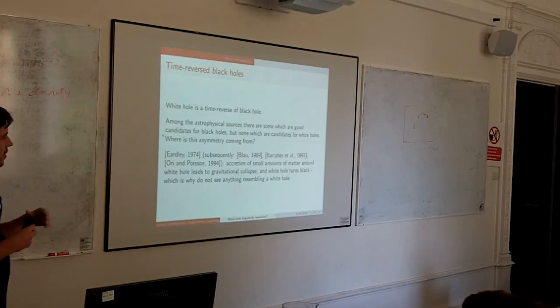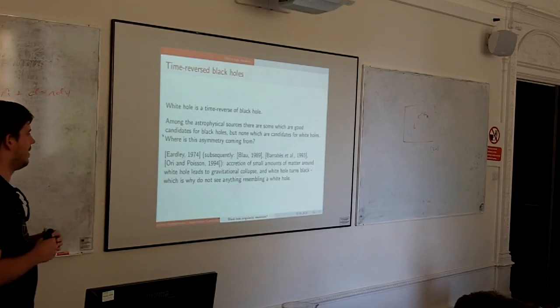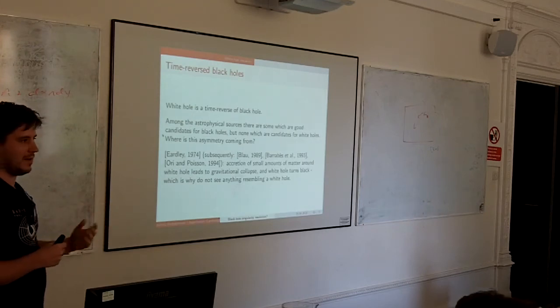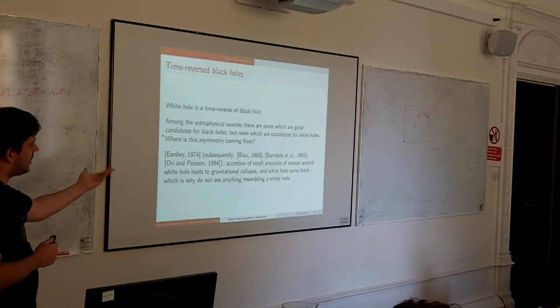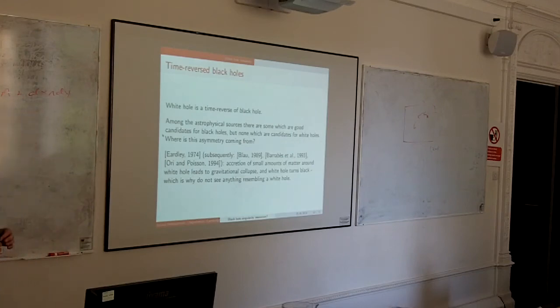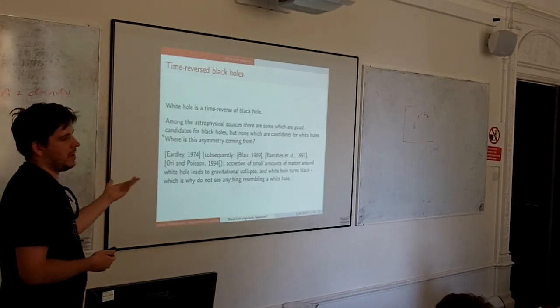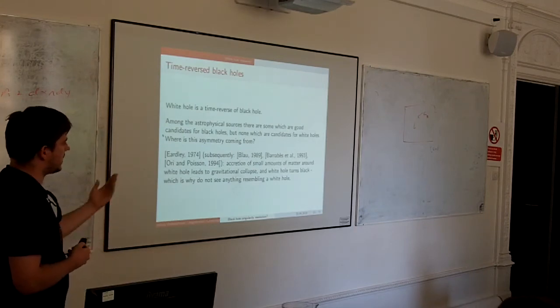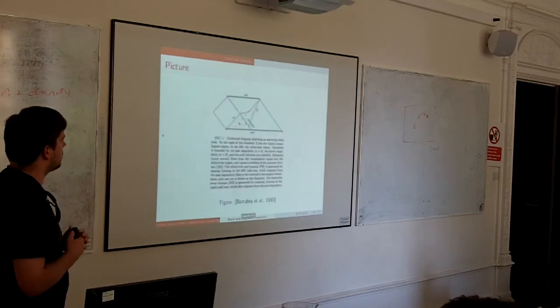And Eardley argued that accretion of small amounts of matter around a white hole leads to gravitational collapse. And so, in a way, the white hole turns black. And this could be an explanation for why we do not see anything resembling a white hole. So if we imagine a universe with some initial black and white hole population, those additional dynamical effects will get rid of the white hole population very quickly. And so that could be a sort of explanation for this asymmetry.